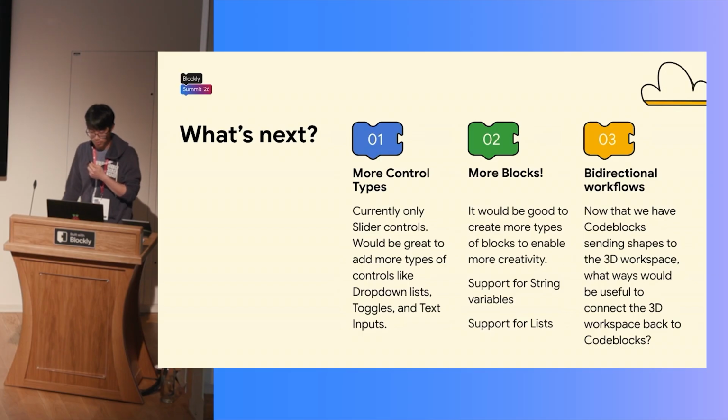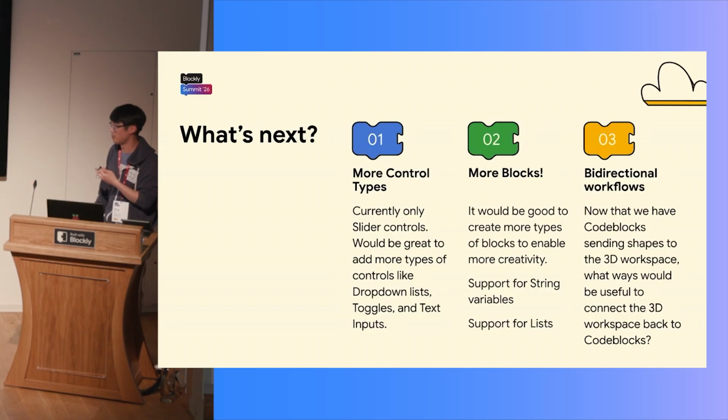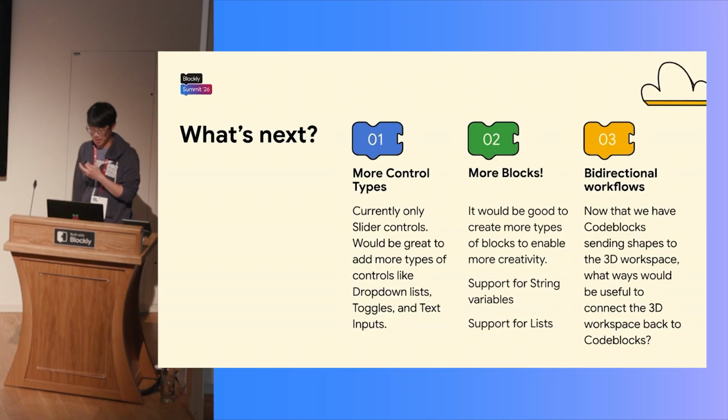As we expand our block toolbox, it would be great to support things like string variables and lists so that people can add that into their controls and then have text. Like we want to be able to make a name tag, but we don't want people to just have one text string the whole time when they're changing their name tag.